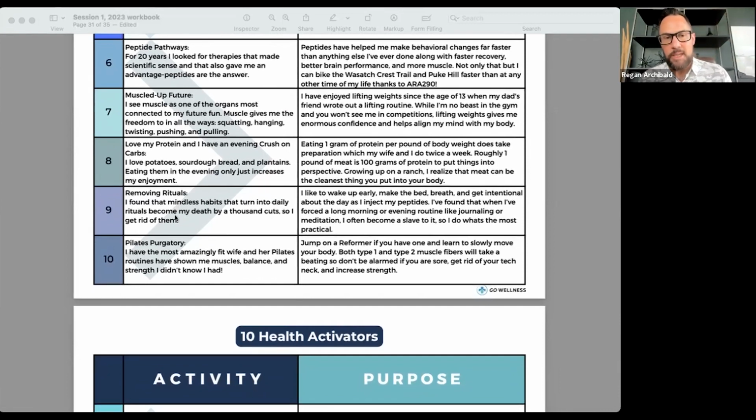I hope it does. Number 9 is removing rituals. This is an odd one because I'm saying, hey, I do all these things and I have these 10 health activators. And then I'm saying one of the health activators is not doing anything. I think it's really important because sometimes rituals can be death by 1,000 cuts. We can get so consumed with needing to do everything that we get nothing done that's meaningful or important.